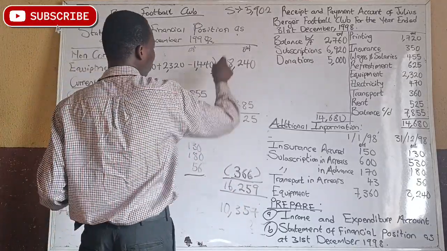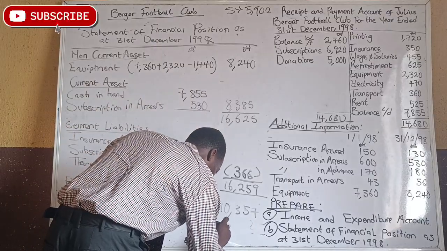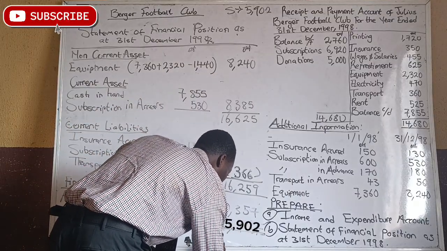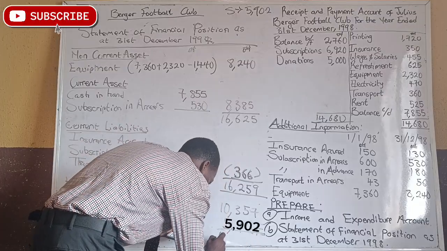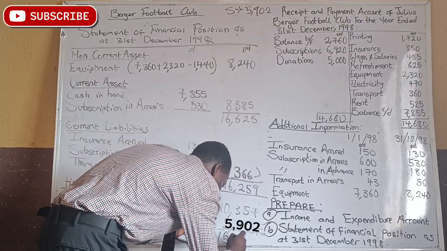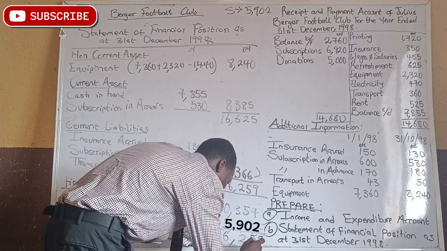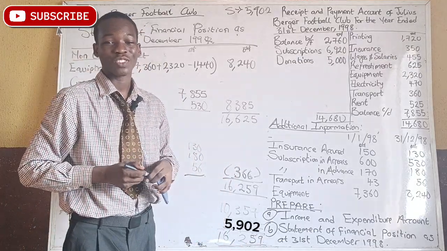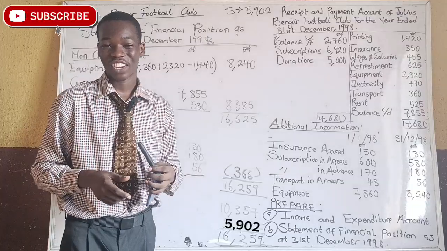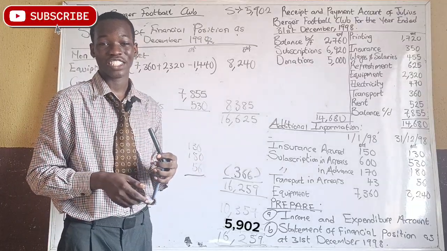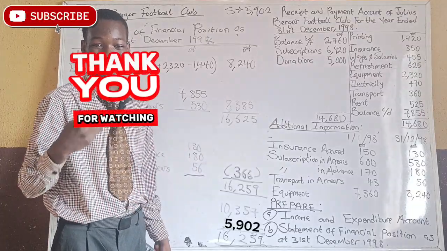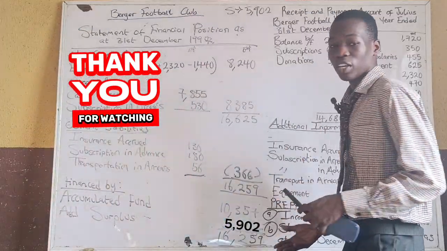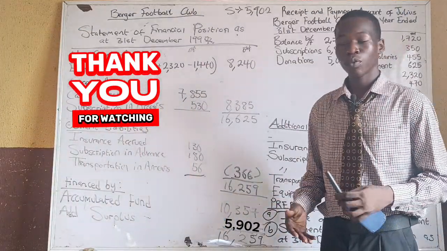Then we have our surplus. Our surplus, I've written up here, which is 5,902. It gave us the same amount, 16,259. Now, this is the happiest moment of an accounting student when your balance sheet, which is the statement of financial position, balances. So I'm very happy. Now you can see the problem. We solved it together, and I hope you understand.